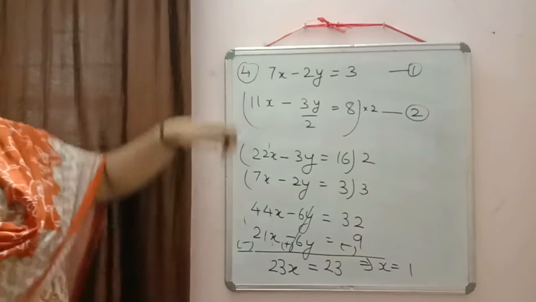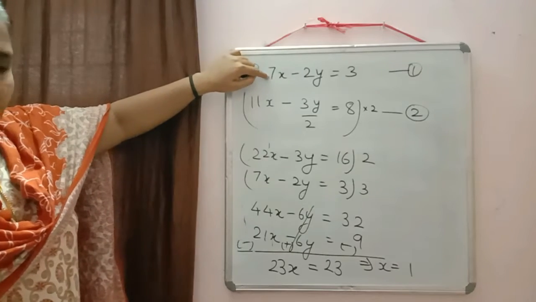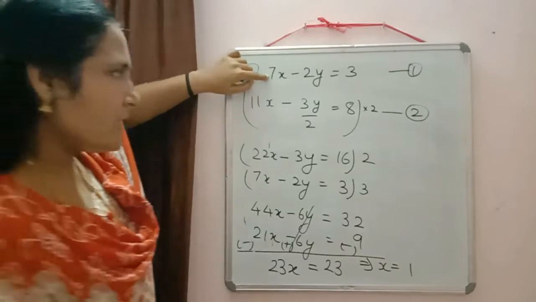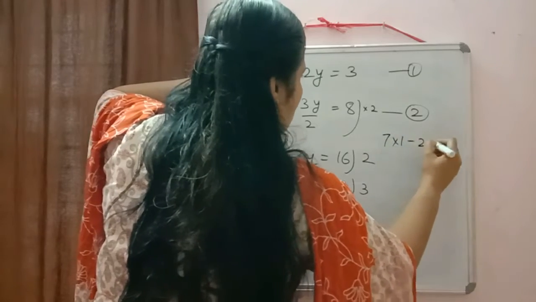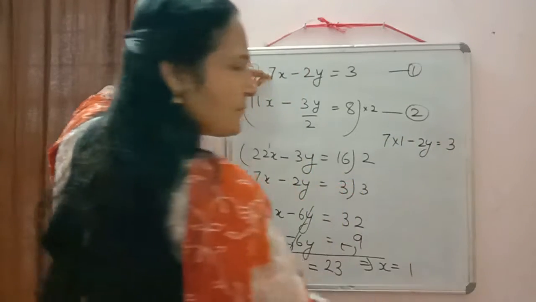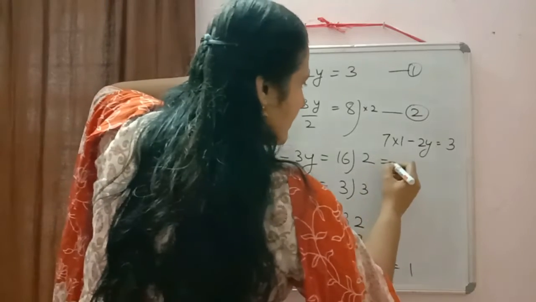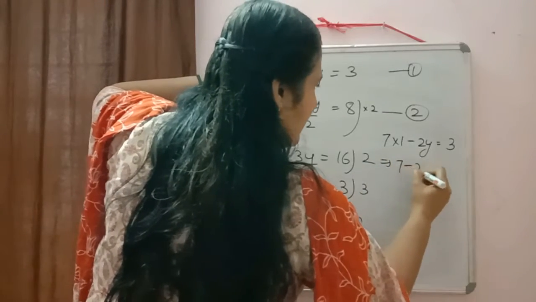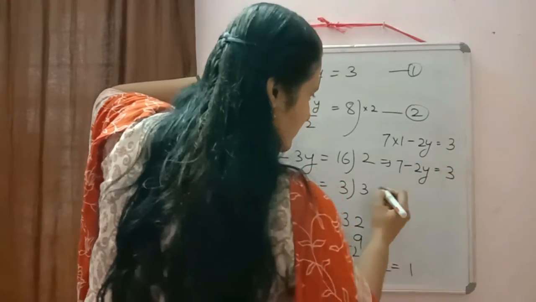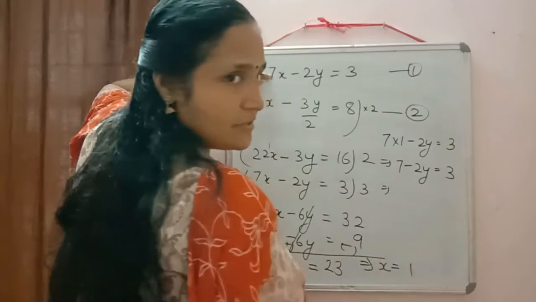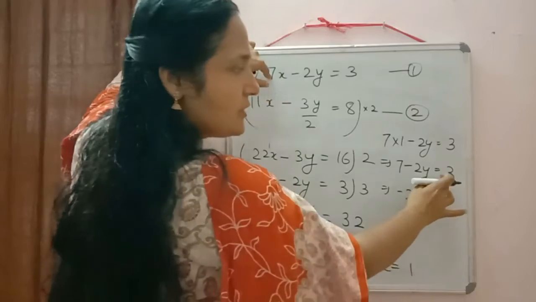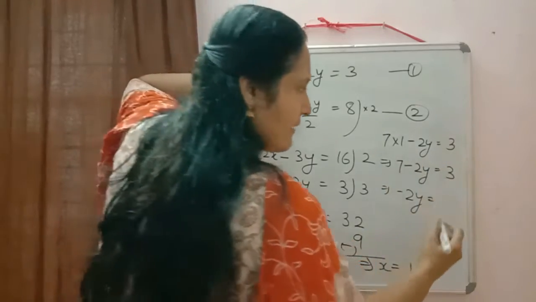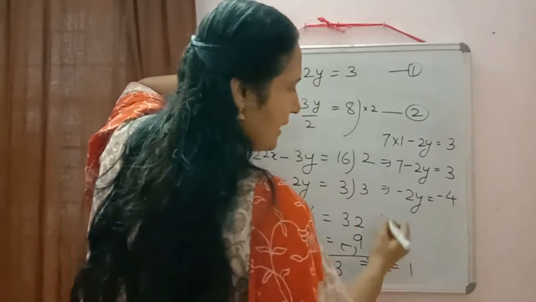And I think substitution in equation 1 will be easy for us. So substituting in equation number 1, we will get 7 into 1 minus 2y is equal to 3. And then 7 into 1 will be equal to 7 minus 2y is equal to 3. 7 we can shift to the right hand side. So we will get minus 2y is equal to 3 minus 7, so that will be equal to minus 4.